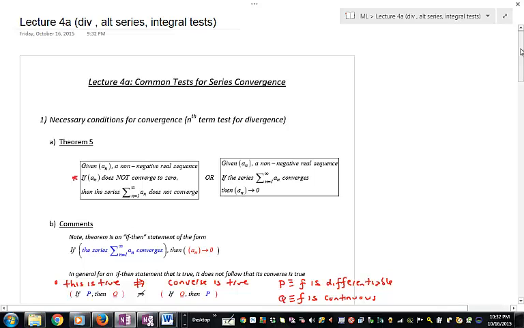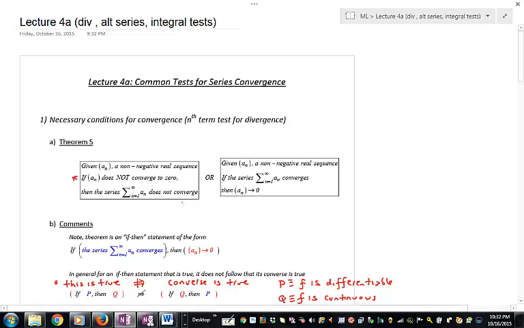And the first test that we should always use whenever we look at a series is what's called the nth term test for divergence. And there's two ways of stating this test. The first is that if we have a series whose terms are an and they're non-negative numbers, then if the sequence of the series terms does not converge to 0, then the series itself cannot converge.